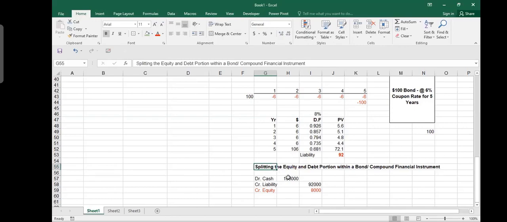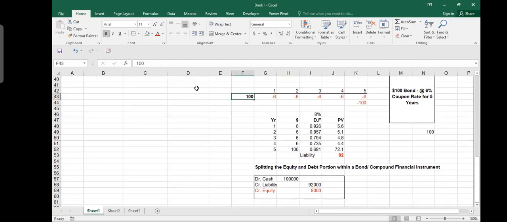A compound financial instrument means one which has a little bit of equity and a lot of debt. But the thing is that by making this transaction, we got some benefit. We got 8,000 in our equity. This is the money which belongs to the shareholders. And how did we do that? Very simple. We receive cash today. This is our asset. In return, we make a promise to pay $6 for the next 5 years and $100 at the end of the 6th year.